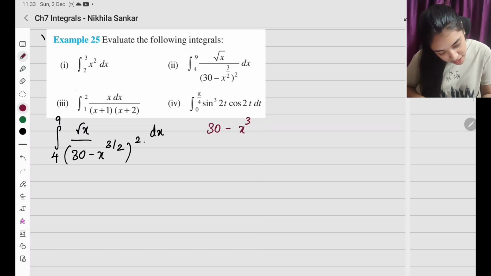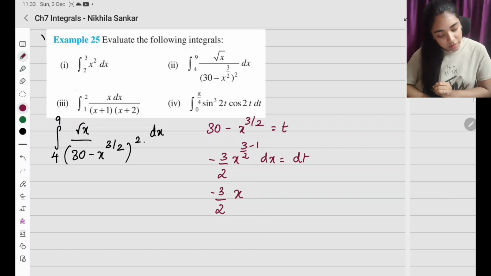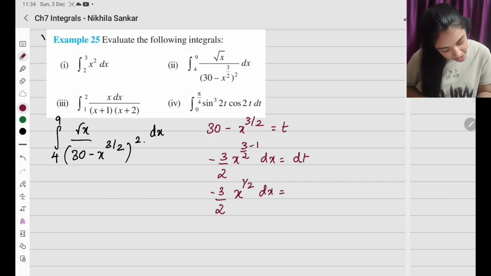So, what happens when we substitute? 30 minus x to the power 3 by 2 equals t. 30 is a constant. I have minus 3 by 2 times x to the power 3 by 2 minus 1 times dx equals dt. So, what do I have? Minus 3 by 2, x to the power, taking the LCM, 3 by 2 minus 1 is going to be 1 by 2. 1 by 2 times dx equals dt.